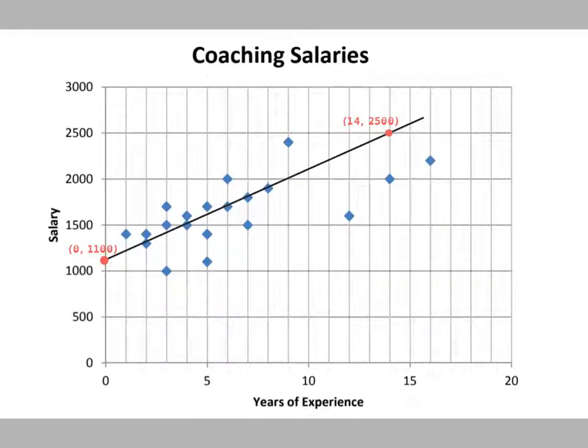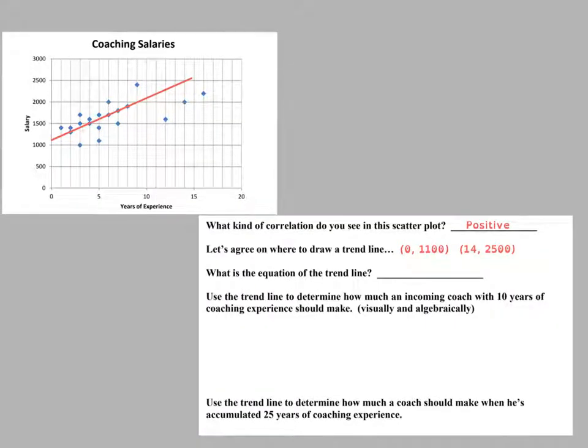I'm going to use this exact one between these two ordered pairs, (0, 1100) and (14, 2500). It's important to know that when we're doing a trend line, we're just estimating. These are just estimates. So as long as yours are close to mine, then we're doing okay. We want to use this trend line to help us make predictions.